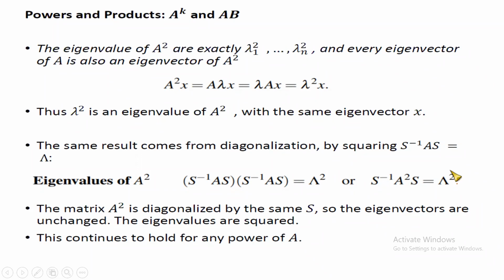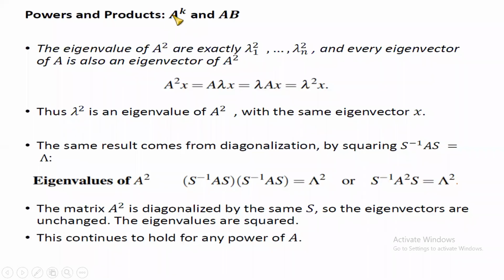So this just gives us that the matrix A squared is diagonalized by the same S, and so eigenvectors are unchanged. Eigenvalues are squared, but eigenvectors are unchanged. This continues to hold for any power of A.